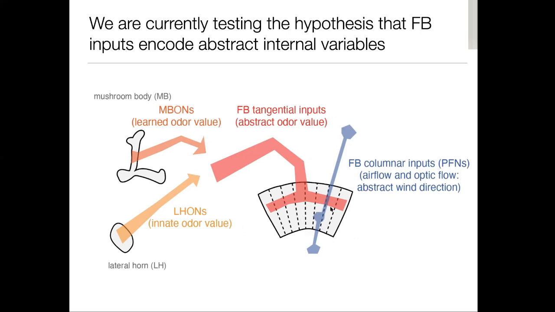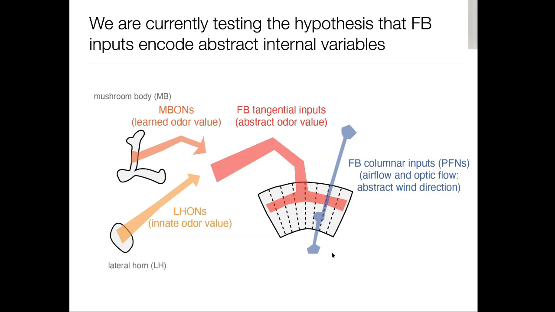For example, if these neurons encode an abstract wind direction signal that works in both walking and flight, then if a fly learns using its mushroom body that a new odor should be associated with food, it can immediately generalize that to a condition where it's flying without having to learn a new mapping between a different set of sensory inputs.